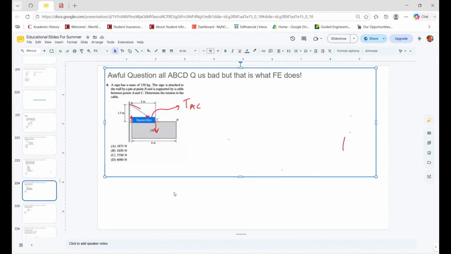There's this kind of force, I think, if I remember correctly. Yeah, because this is a hinge, but there's no moment control on that one. That's true. It's not fixed. Yeah. The sign is attached to the wall at pin B. Determine the tension of the cable. Okay. So what does this do to me?